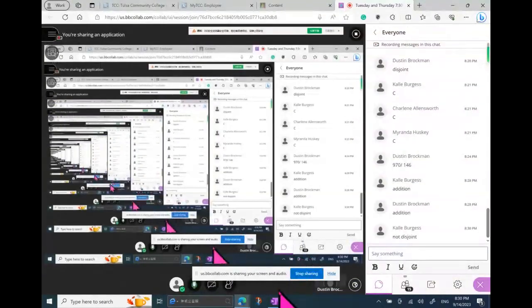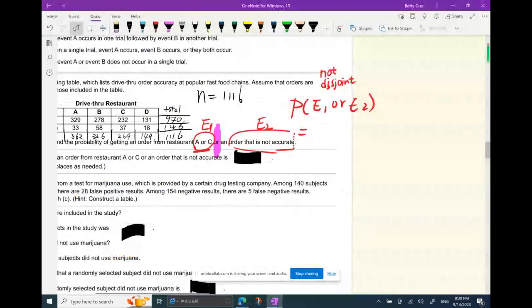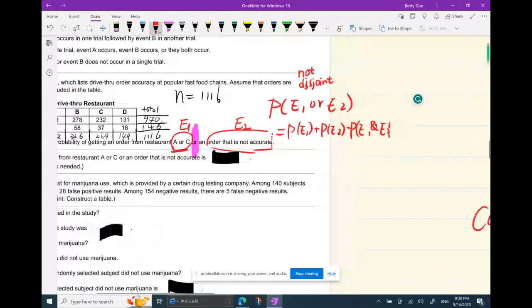Not disjoint. Awesome. Yeah, very good. Then we're going to use the first formula, right? P of E1 plus P of E2 minus P of E1 and E2. To make it simple, I would ask my students, do not worry about the formula, just do this.